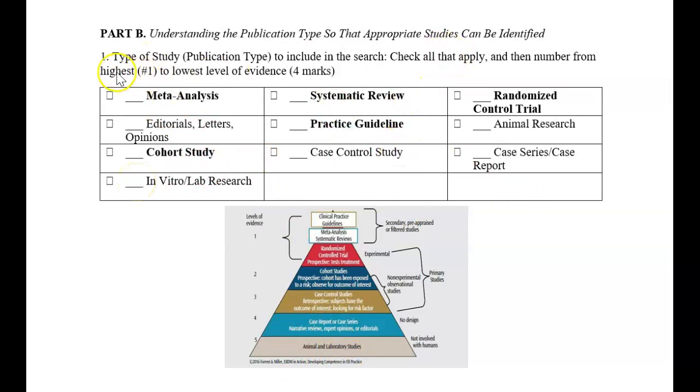next thing it asks you is to rank these types of studies from the highest to the lowest level of evidence. And to do so, I encourage you to look at this pyramid over here to make your decision. So for example, clinical practice guideline, that's number 1. So you would write number 1 here. Meta-analysis, that's number 2. So you would put number 2 over here. Systematic review, that's number 3. So you'll put number 3 here, and so on and so forth.